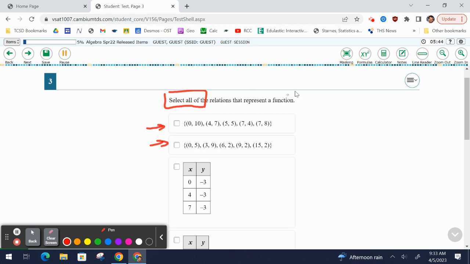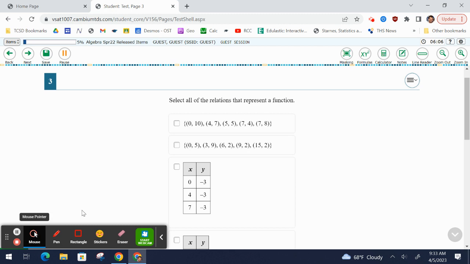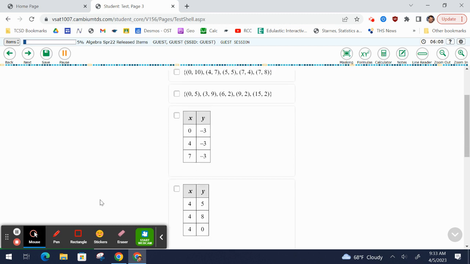Now, this says function. We need to remember that when a relation is a function, each x has one y. So this cannot be your situation where one x value has two different y's. In these first 4 examples here, we are looking for x values that repeat and have different y values.